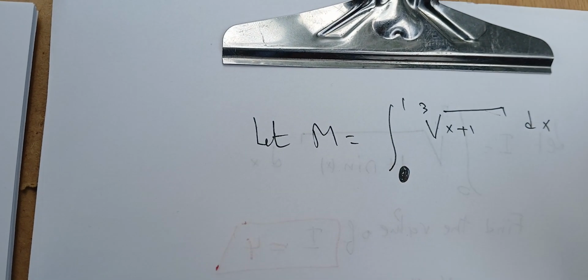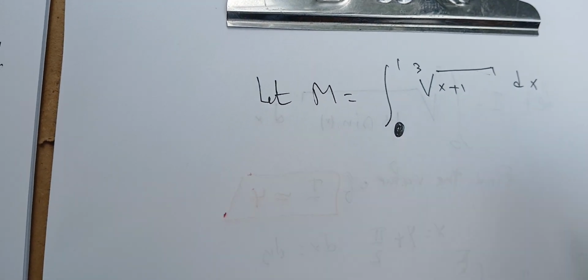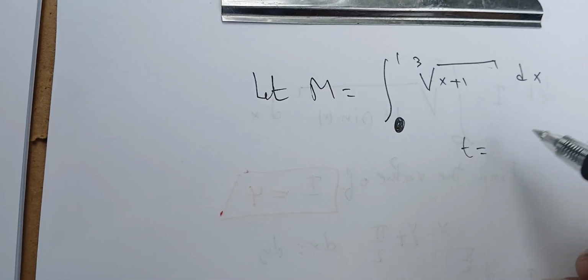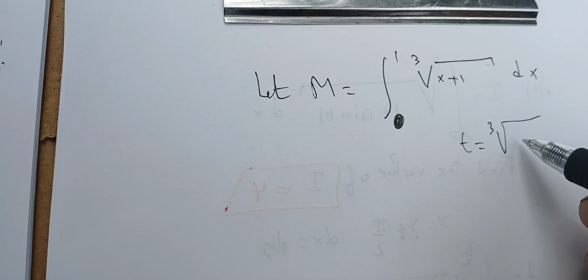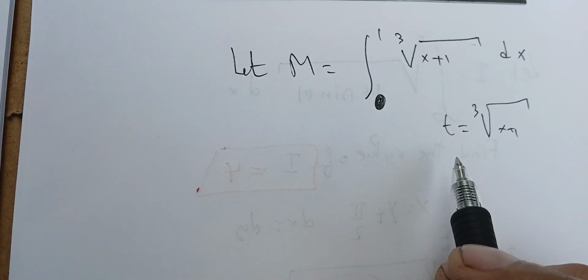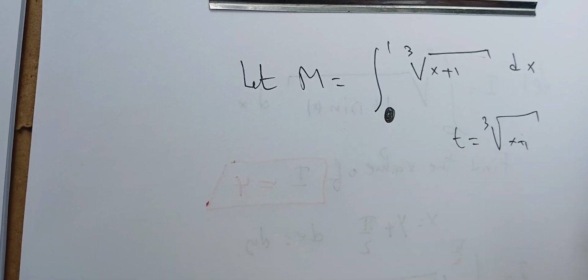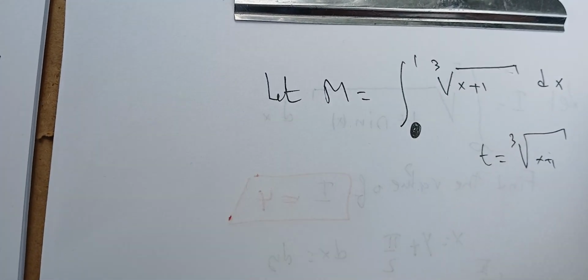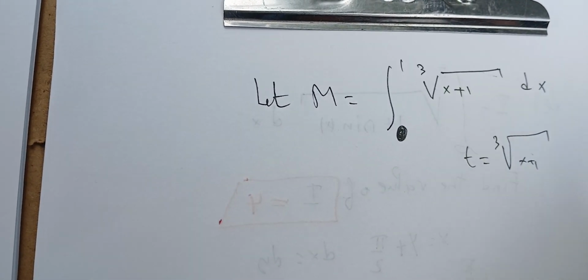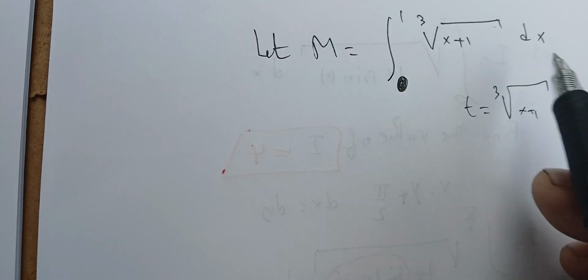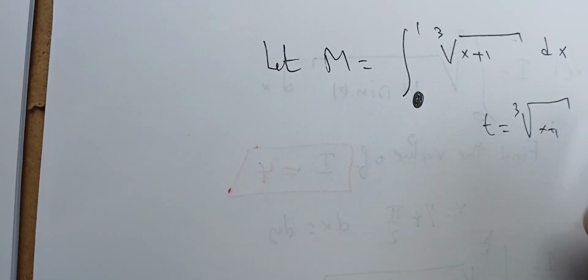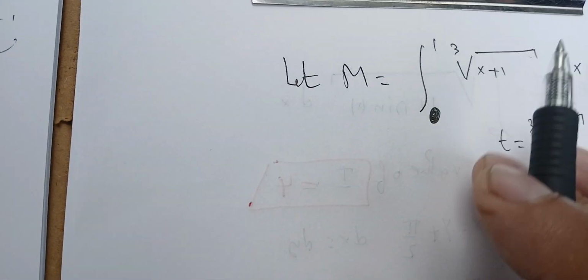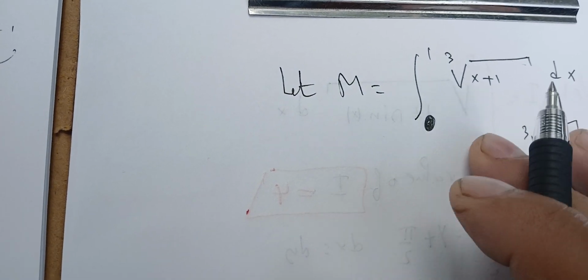One key idea here is that we can start by letting t equal the cube root of x plus 1. We have no problem of definition because [0, 1] is included in the domain of this function. There is no problem here, and this function is continuous, so we have no problem in the upper and lower limits.